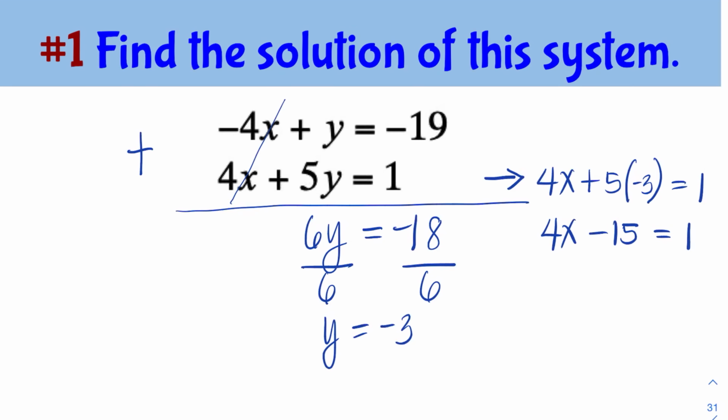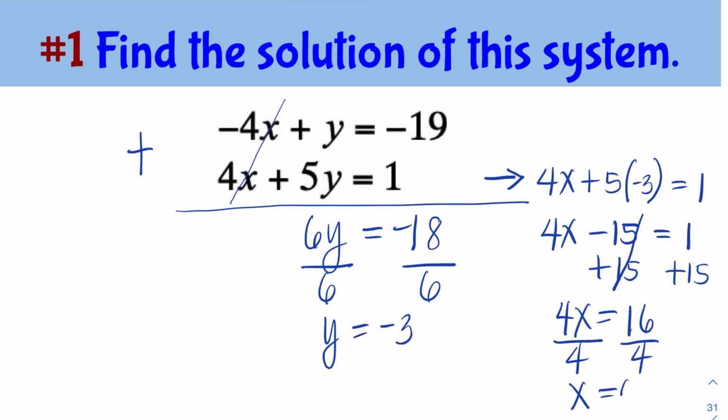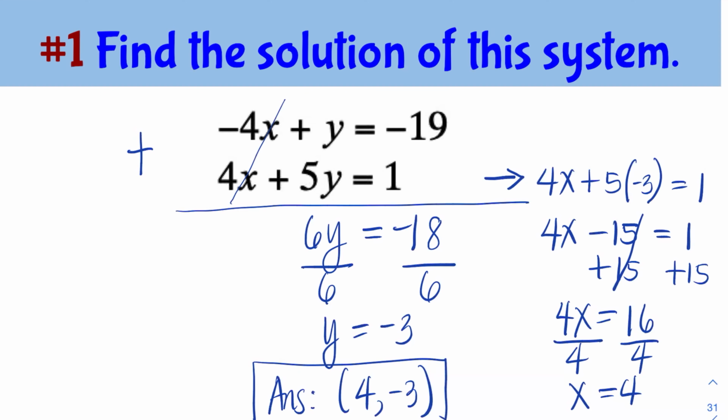Now we do the inverse operations. Plus 15 to both sides. Then we have 4x is equal to negative 15 and 15 is 0, 1 and 15 is 16. Dividing both sides by 4. So x now is equal to 4. So in this system of equations, the solution is positive 4, negative 3. Always write the answers as an ordered pair, beginning with the x-coordinate 4 and the y-coordinate negative 3.